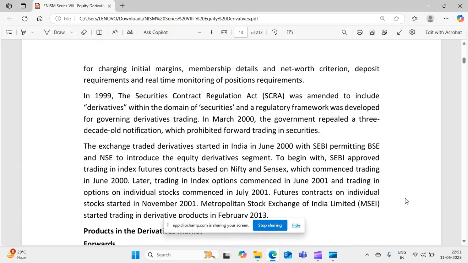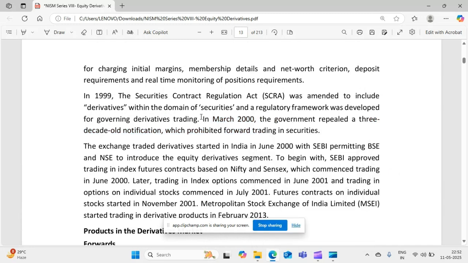In 1999, the Securities Contracts Regulation Act was amended to include derivatives, and in March 2000, the government repealed a three-decade-old notification which prohibited forward trading, right? This is the landmark development. This is something that you should know.